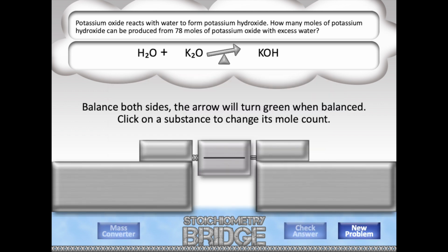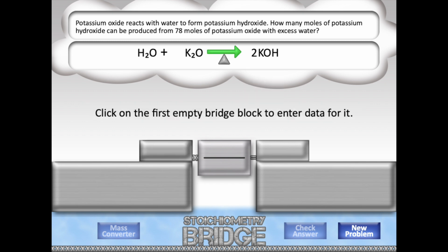Note, in this screen the lever is currently not balanced. After the skeleton equation is completed, enter coefficients in front of each reactant and product to properly balance the equation. The coefficient 1 is initially implied for each reactant and product and does not need to be entered. When the equation is correctly balanced, the arrow in the center of the balance will turn green.